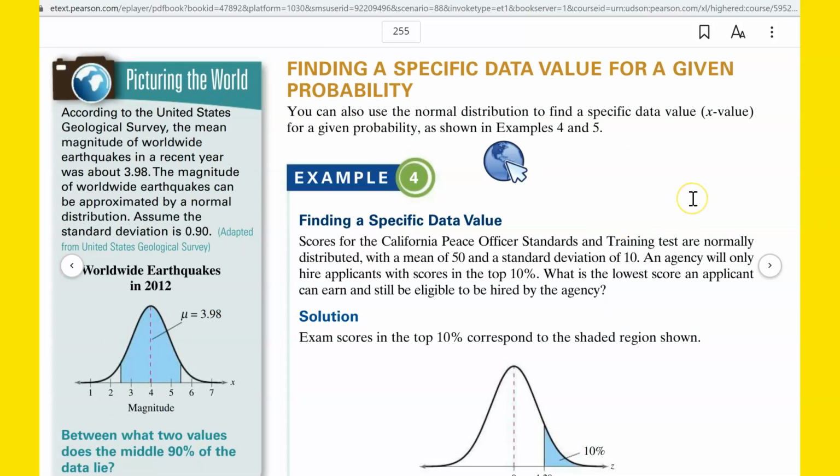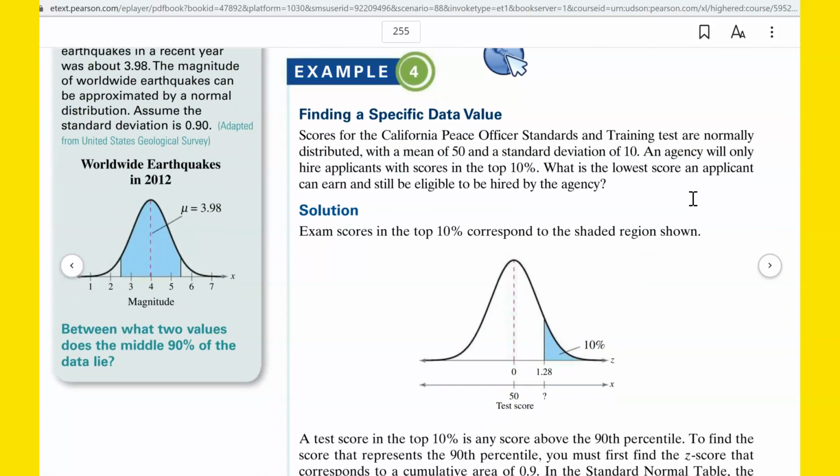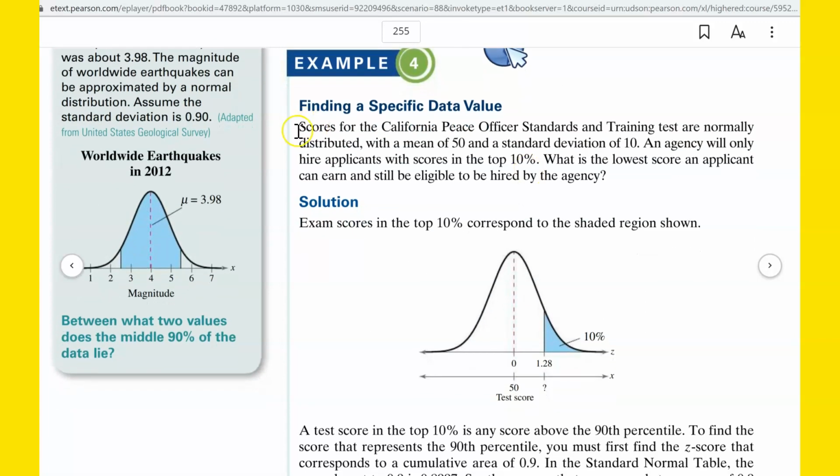You can also use the normal distribution to find a specific data value, x value, for a given probability. Scores for the California Peace Officer Standards and Training Test are normally distributed with a mean of 50 and a standard deviation of 10. An agency will only hire applicants with scores in the top 10%. What is the lowest score an applicant can earn and still be eligible to be hired by the agency?